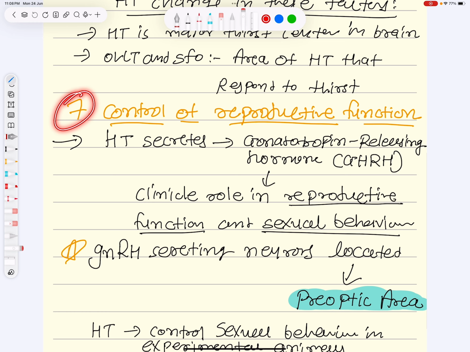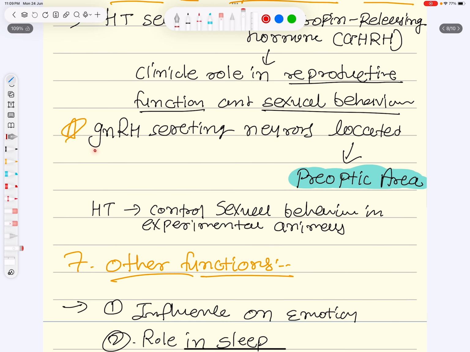So seventh, control of reproductive function. The hypothalamus secretes gonadotropin releasing hormone, GnRH. Gonadotropin releasing hormone has a clinical role in reproductive function and sexual behavior. GnRH secreting neurons are located in the preoptic area. The hypothalamus controls sexual behavior in experimental animals.